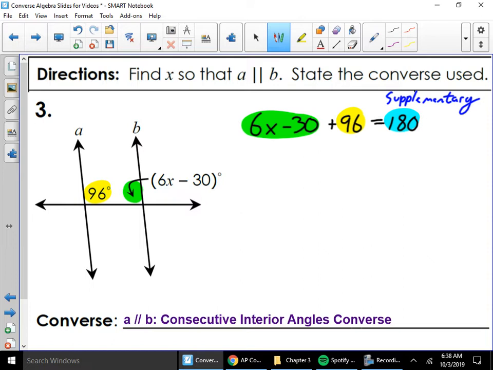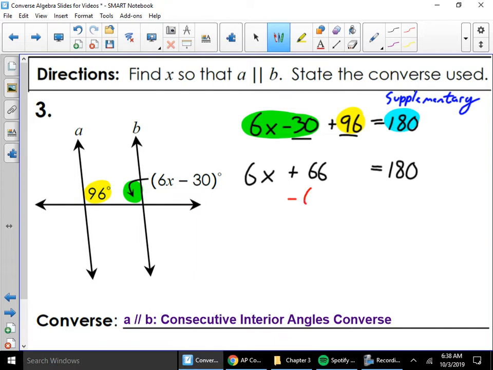So slightly more going on here than the previous two examples. We do have some like terms to combine, the negative 30 and the 96. So this will leave us with 6x. We don't have any like terms there, but we can combine the negative 30 and the 96 to get the value 66. And now we just have another two-step equation.